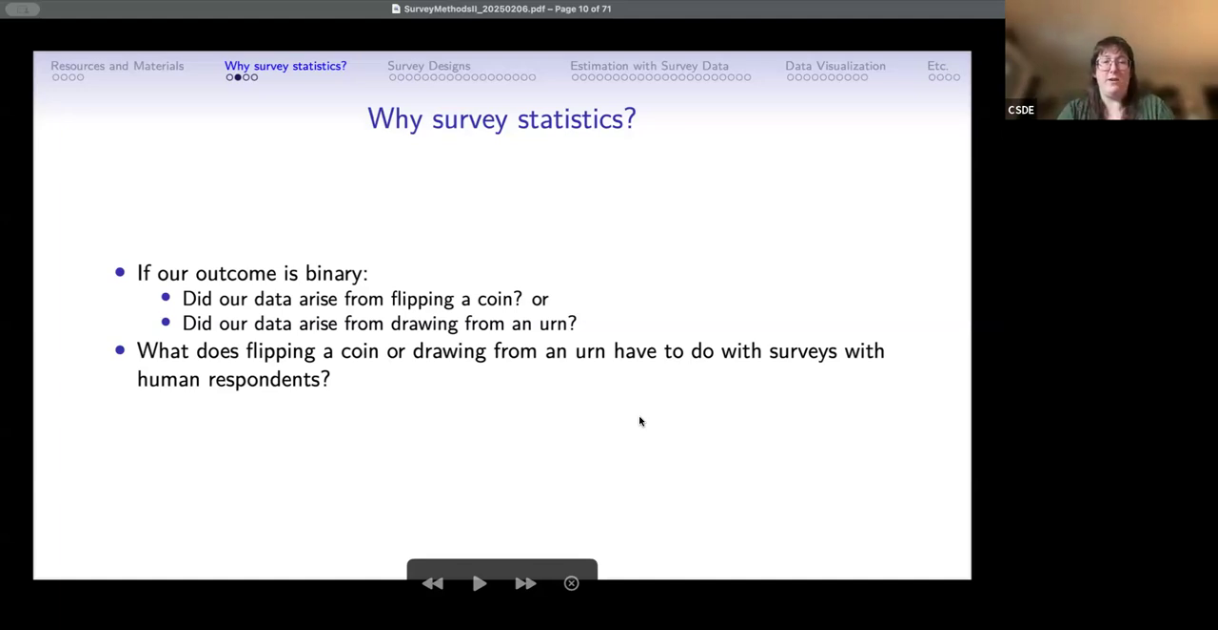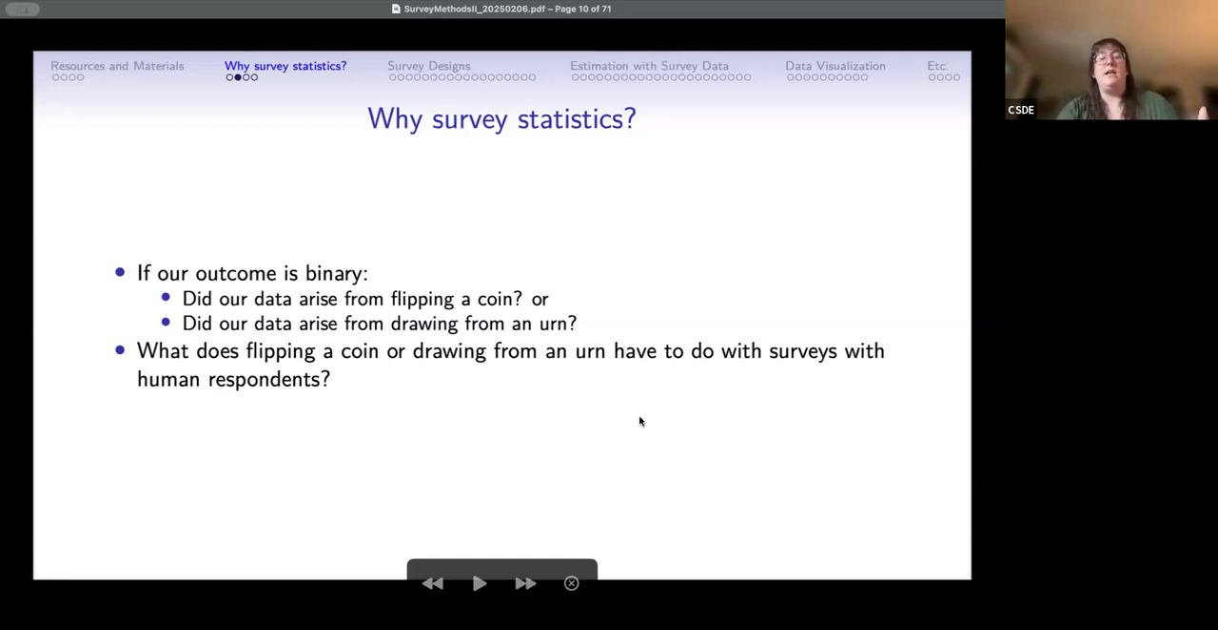Okay, flipping a coin is this infinitely repeatable experiment. Drawing from an urn is not. I was saying, even if we have continuous outcomes, something like income, what is actually random when we carry out a survey, in this conception of a survey, is whether an individual in our population or in our sampling frame gets selected into our survey.